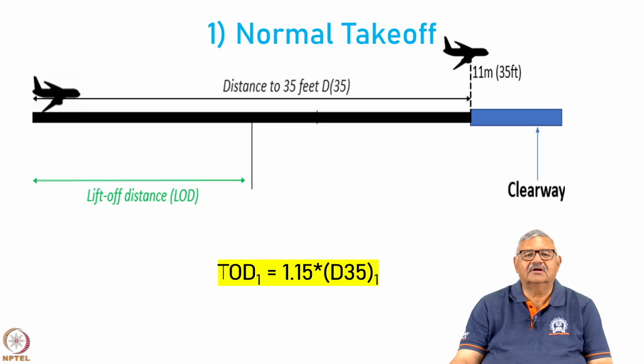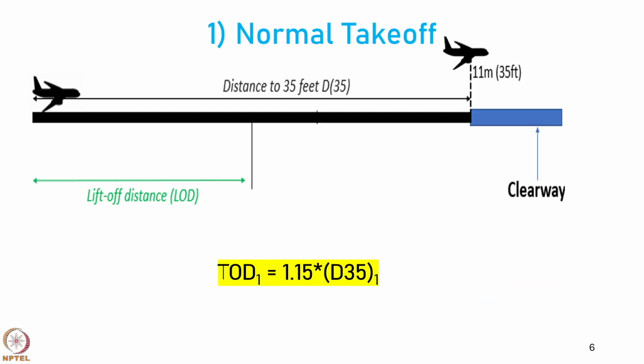So, notice that the takeoff distance is not equal to just the distance which is specified from the start of the roll to the obstacle height clearance. We give a 15% margin. So, this is the first of the 4 formulae that we will be utilizing for calculating the FL.